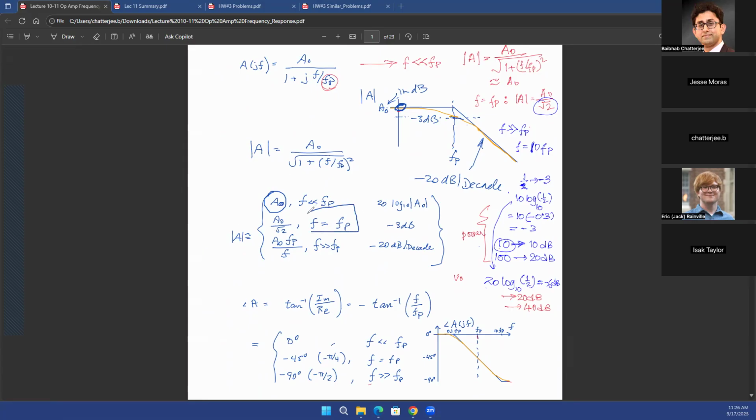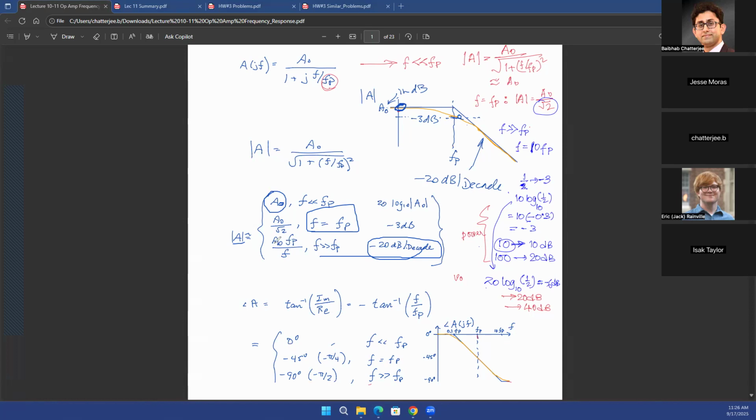When F is equal to Fp, at your pole or at the location of your minus 3 dB bandwidth, the value of gain is going to be A divided by square root of 2. And after that point, you have a minus 20 dB per decade slope, which means you can write the gain as A0 times Fp divided by F.